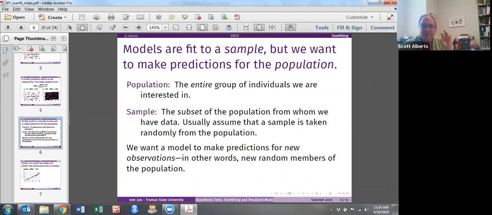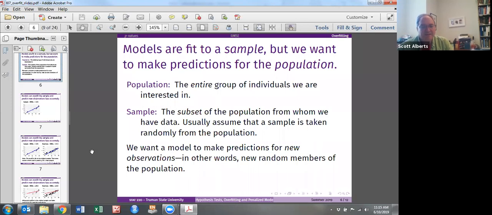So in general, the idea is that we fit models to a sample, but we want to make predictions about the population. Now, sample and population were probably in chapter 1 of your initial intro stat course, but the idea that the population is everybody we're interested in, including ones that don't exist yet. Maybe we're interested in future data. But the sample is the subset for whom we have data. Usually we assume this is a good random sample, but sometimes it's not, and we do the best we can with that. So we want to make the model to make predictions for new observations rather than trying to overfit it to the existing data that we have, because the sample may not be predictive of the population.